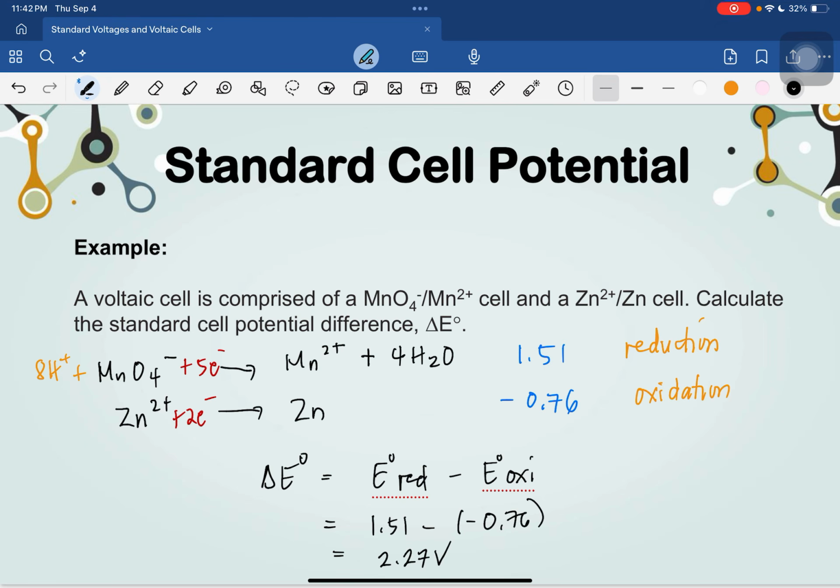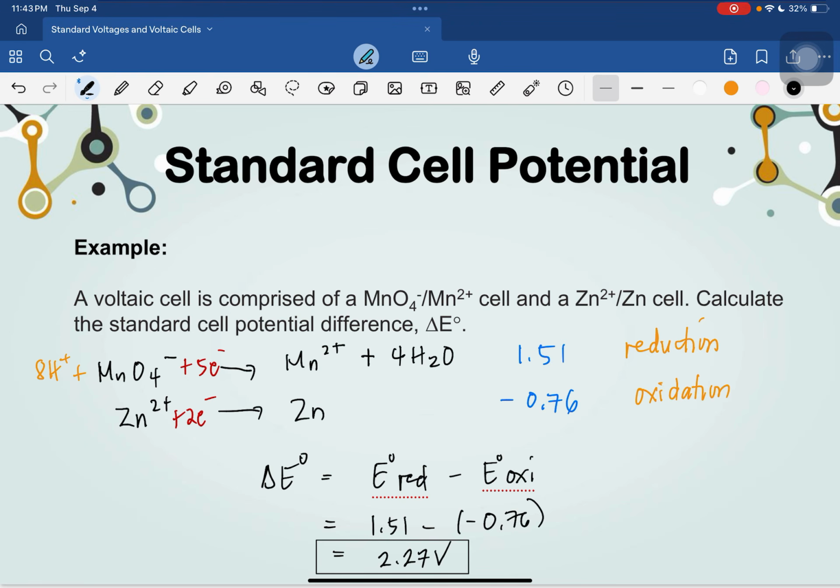But to be able to do that, you have to, of course, work with balanced equations. You follow our rules for redox, and then go to your standard reduction potential table, get the correct values, and finally just use the formula that we already presented: it's always the standard potential at the reduction side minus the standard potential at the oxidation side. So that will be 2.27 for this. So this is our answer for this example.